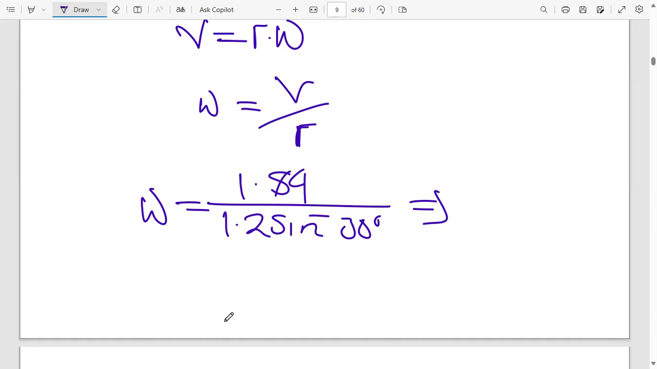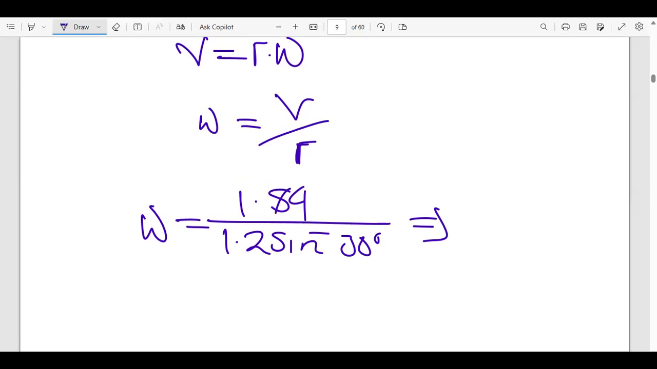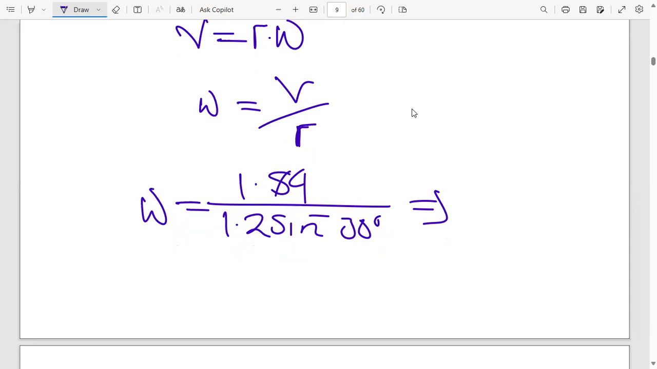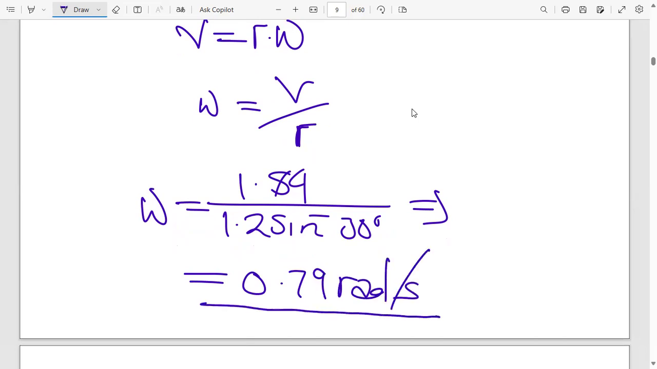Hello, you've gone quiet. Sorry, I'm punching it now. So that's 1.84 divided by 1.2 sine theta, correct? Yes. Okay, I found 0.7875. So if you round it out, it's 0.79 rad per second. So this will be equal to 0.79 rad per second, like this.